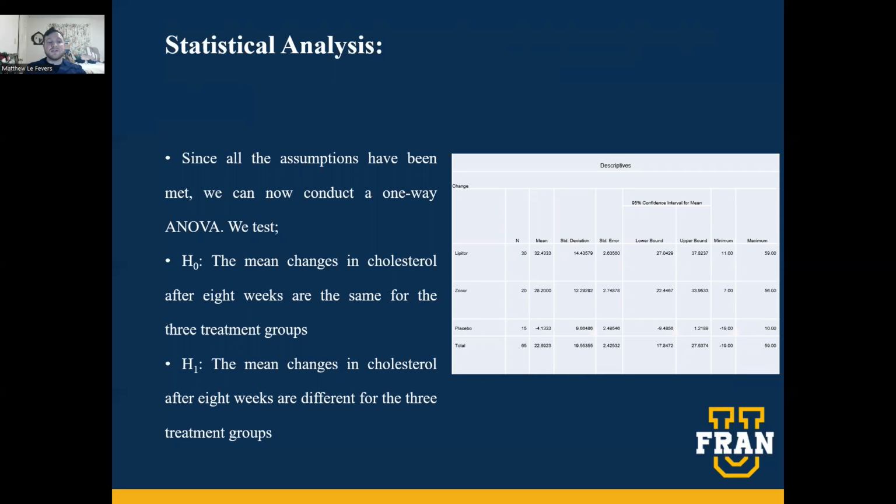Statistical analysis. Since all the assumptions have been met, we can now conduct a one-way ANOVA test. The null hypothesis: the mean changes in cholesterol after 8 weeks are the same for the 3 treatment groups. The alternative: the mean changes in cholesterol after 8 weeks are different for the 3 treatment groups. To our right, we find our descriptives graph, which shows Lipitor, Zocor, and placebo, and a total. This gives us our mean, standard deviation, standard error, lower bound, upper bound, minimum, and maximum for all 3 variables.